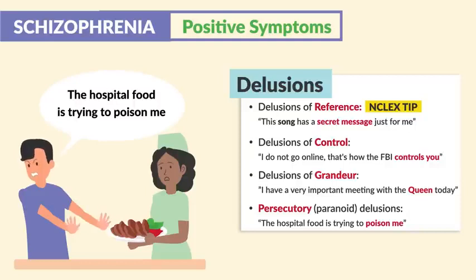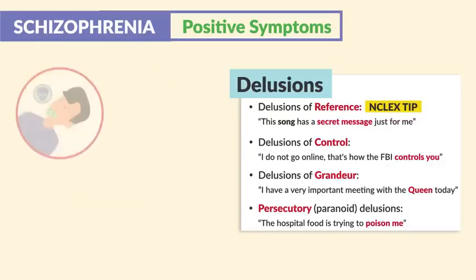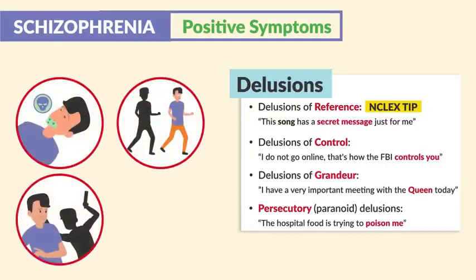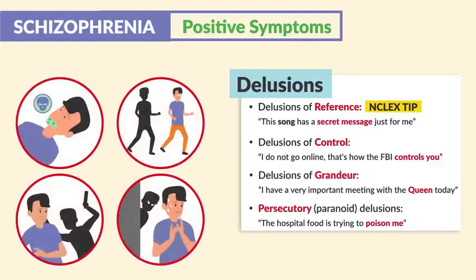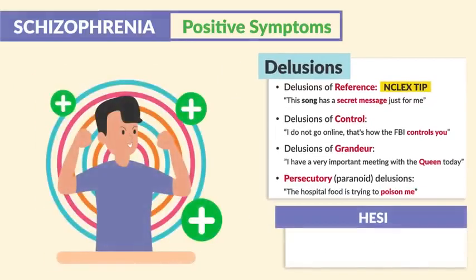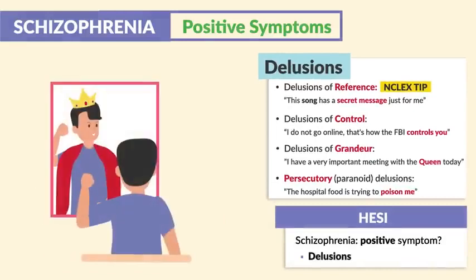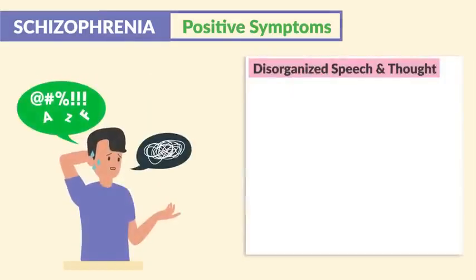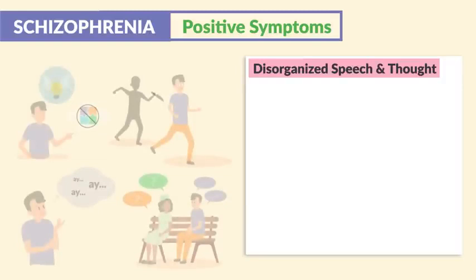Now you can agree that the hospital food isn't that great, but the client believes that they're being persecuted, for example, being poisoned, followed, attacked, or even spied on. So Hesi mentions schizophrenia, positive symptom, delusions. And very lastly, disorganized speech and thought is our third positive symptom category. So let's identify and recognize the different types of thought disturbances.